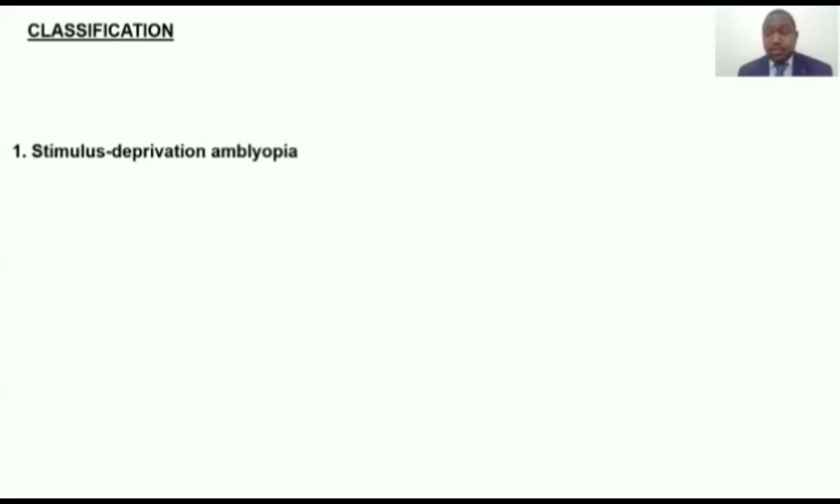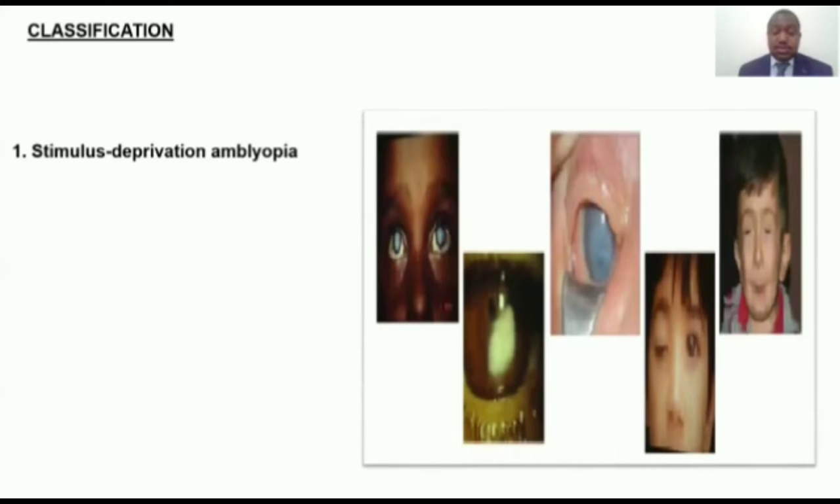Any problem affecting the formation of the retinal image during these early years, or during the critical period, could lead to development of amblyopia. Stimulus deprivation amblyopia may be complete or partial. If the condition completely prevents light from entering the eye, it results in complete stimulus deprivation amblyopia. If the condition partially prevents light from reaching the retina, it could result in partial stimulus deprivation amblyopia.